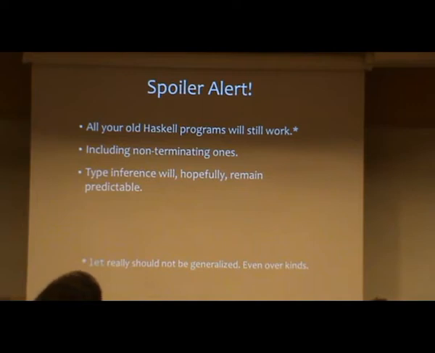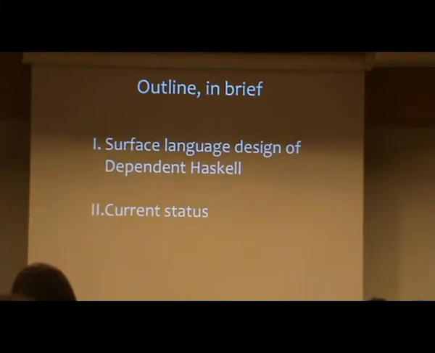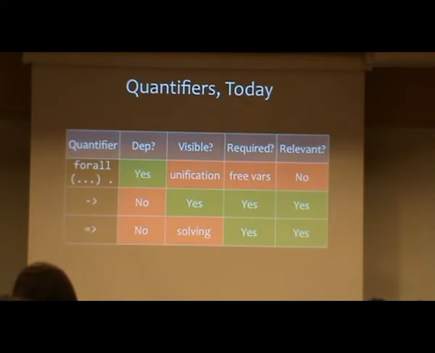Those of you who can't see the thing on the bottom there, sorry about that. That just says that let should not be generalized. Right now let isn't generalized over types most of the time, but still can be over kinds, and it really shouldn't. But no one does that. So we're going to talk a little bit about the surface design, and then I'll tell you exactly where we are. So first, sort of pie in the sky, exactly what I'm aiming for here.